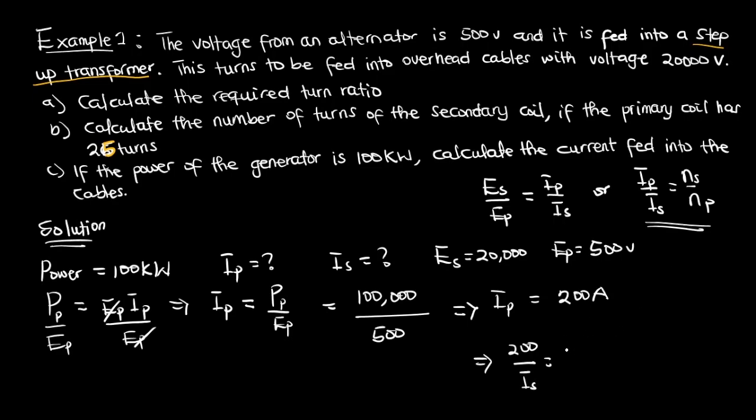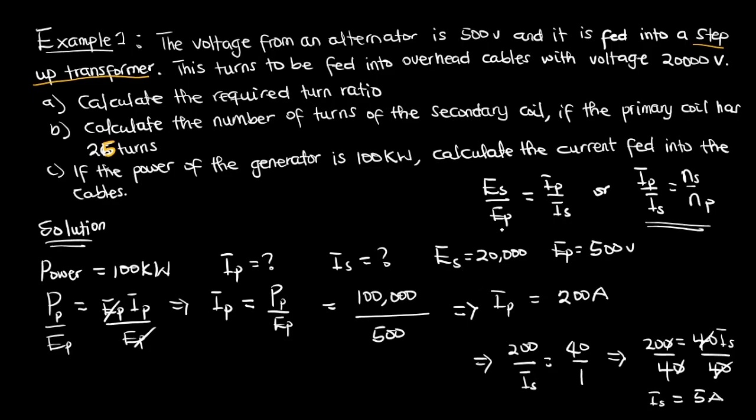The NS over NP ratio is 40 is to 1. We've already established that. So this means that the 200 will multiply the 1 over here. So we have 200 is equal to 40 IS. To find IS, we divide both sides by 40. This will cancel this, this will also cancel this. So 20 divided by 4 will give us 5. So we have 5 amperes as our answer.